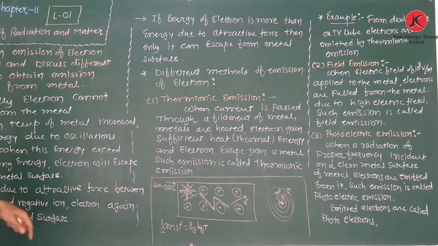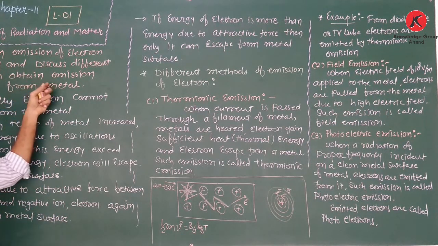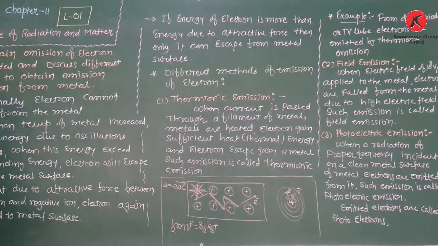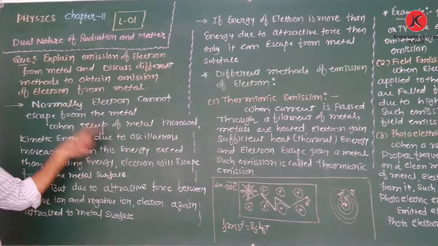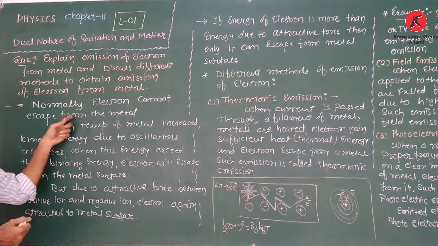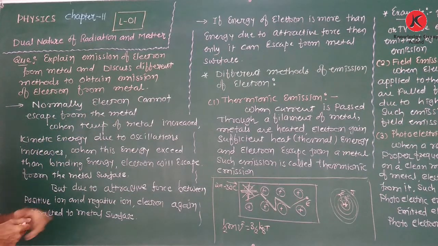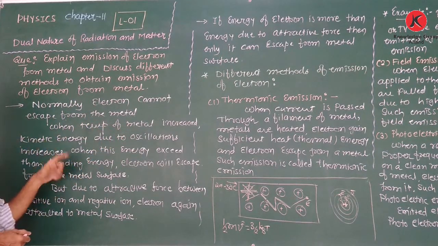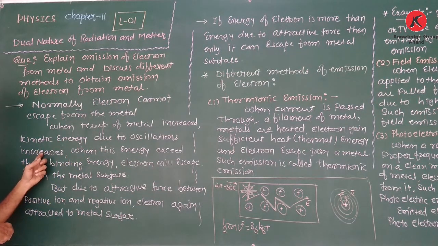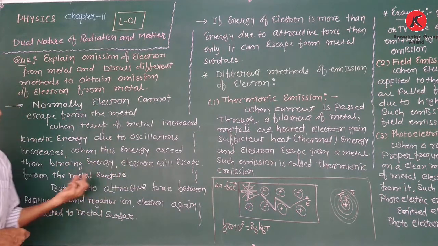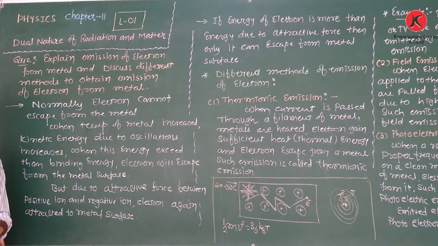Now, our first question is: explain the emission of electron from the metal and discuss the different methods to obtain the emission of electron. So according to our discussion, normally the electron cannot escape from the metal itself. When the temperature of the metal increases, what happens? The kinetic energy due to oscillation increases, and when this energy is more than the binding energy, the electron will escape from the surface of the metal.